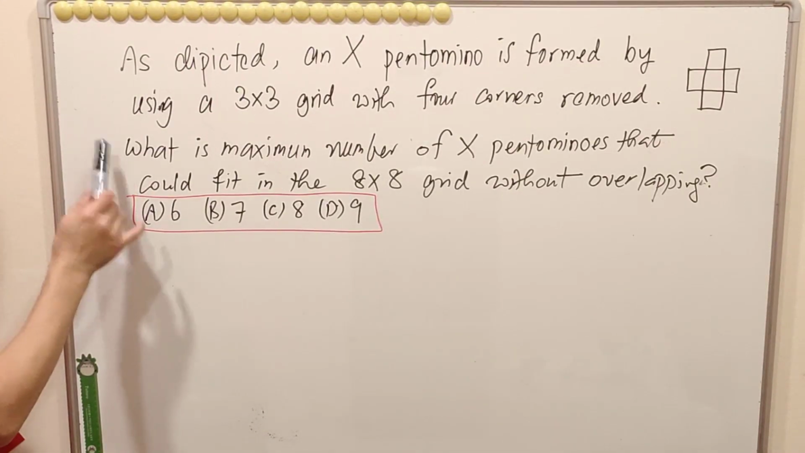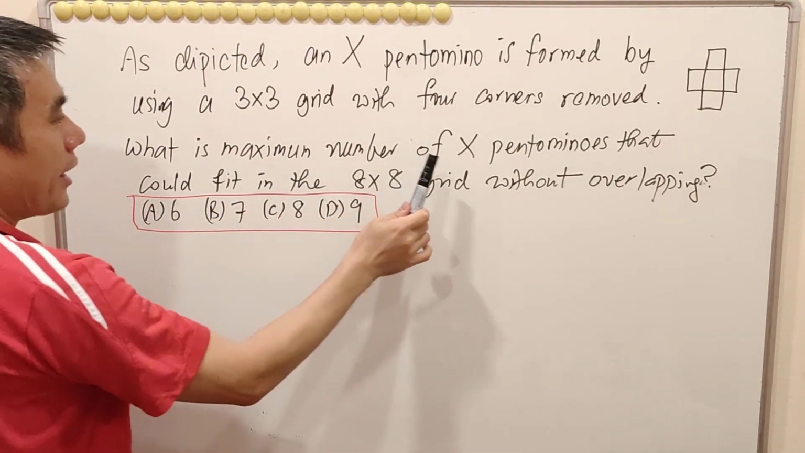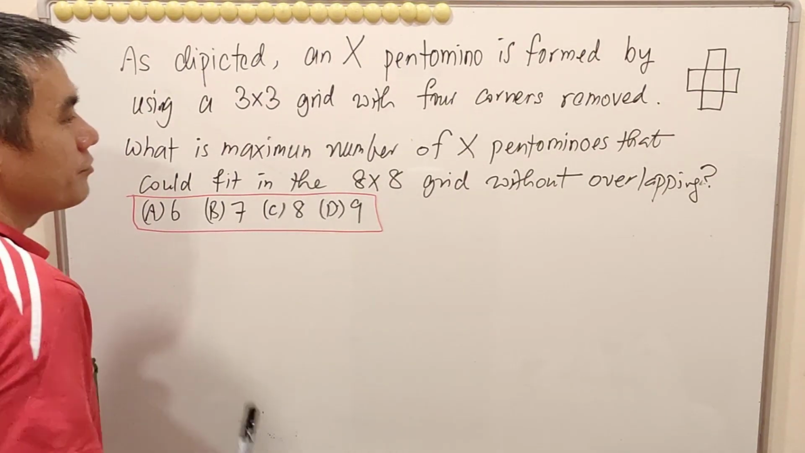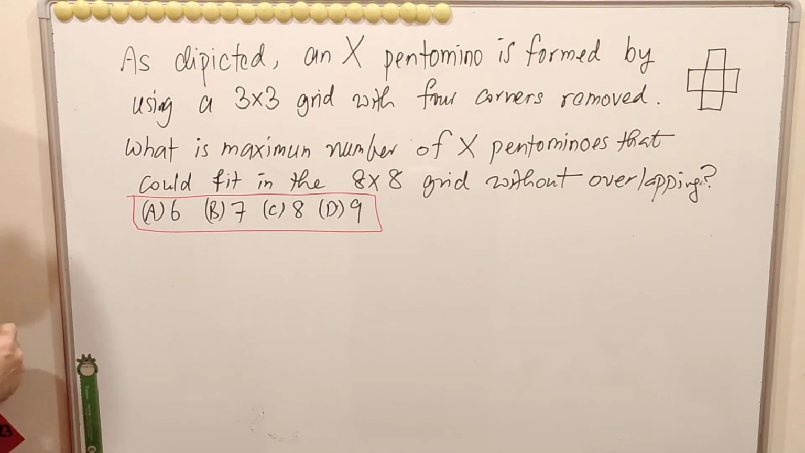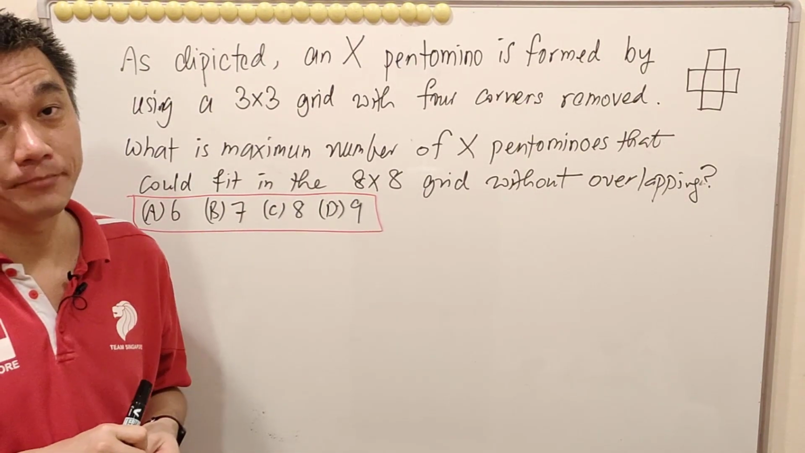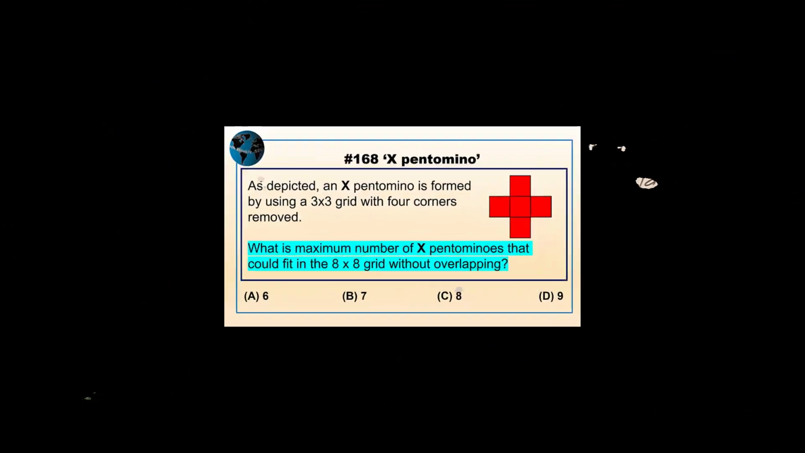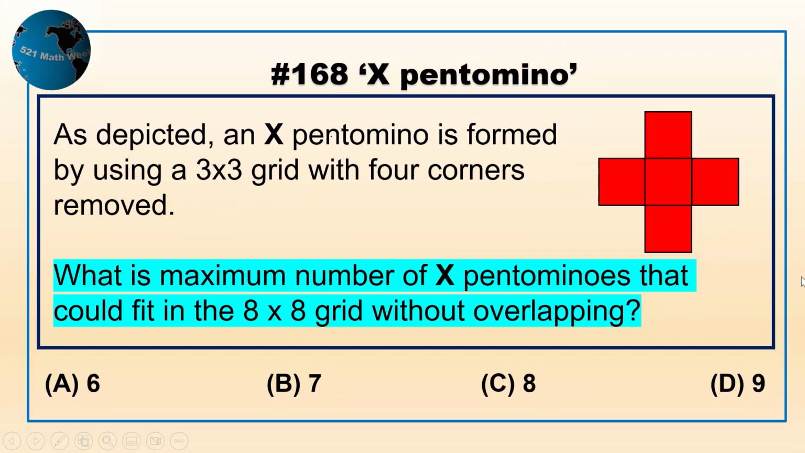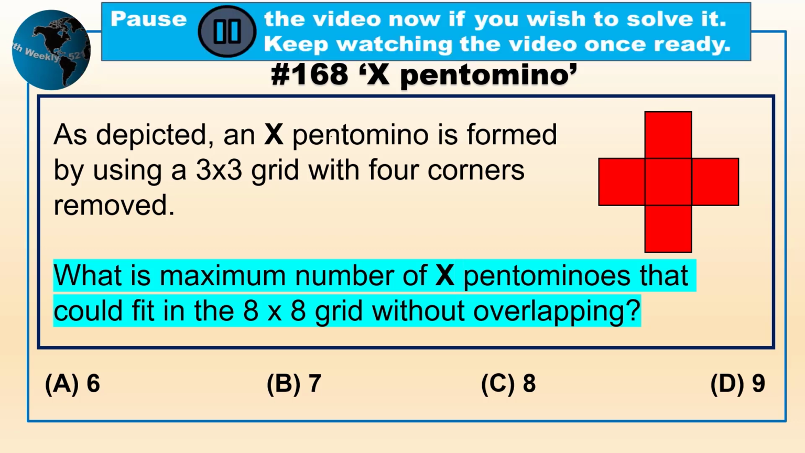So the question asks, what is the maximum number of X Pentominoes that could fit in the 8x8 grid without overlapping? And the options are A 6, B 7, C 8 and D 9. What do you think? Pause the video now if you wish to solve it. Keep watching the video once ready.